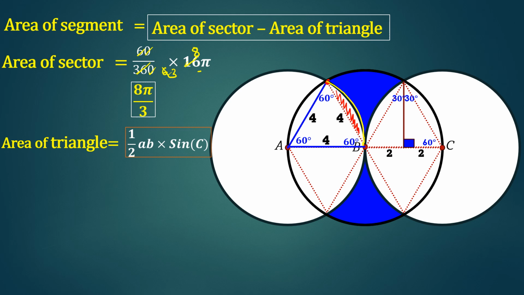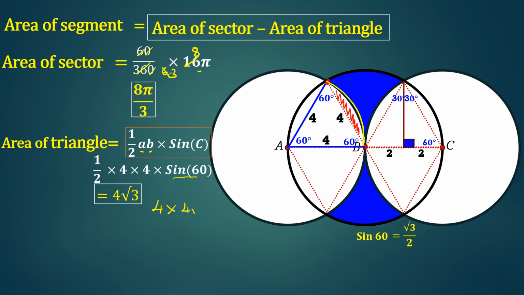If we go back to the area of a triangle, we do know what A is, it is 4. We do know what B is, it is 4. So half times 4 times 4 times sin of 60. If we go back in our triangle, sin of 60 is equal to square root of 3 divided by 2. If we substitute sin of 60 by square root of 3 divided by 2, all of this will simplify to 4 square root of 3. So this is the area of one triangle.